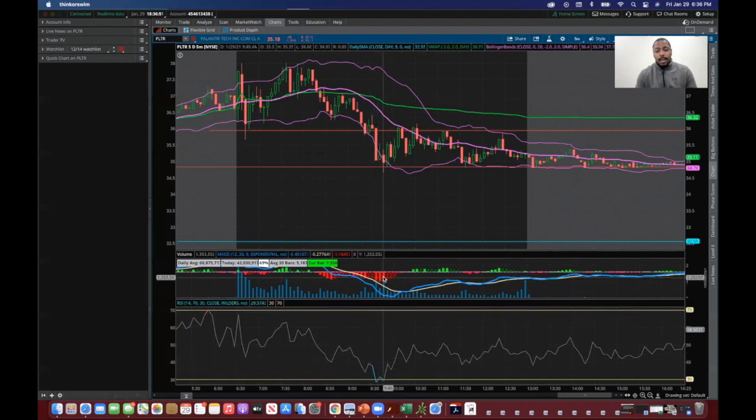RSI is telling me the sellers still have control of the game, right? But it's also telling me that the sellers are starting to lose pressure. They're starting to lose trend. They're starting to lose depth. So guess what? I'm watching it. Boom. I'm watching it. And then I watch it to right here. Then I see what happens. The MACD crosses over. Buyers are now in control.